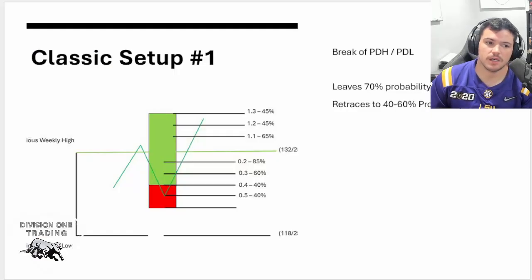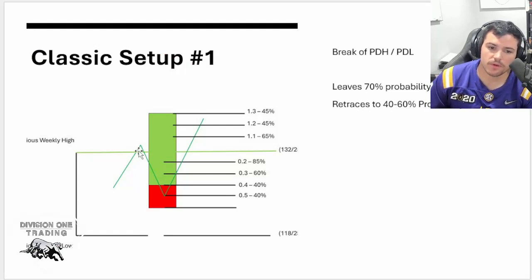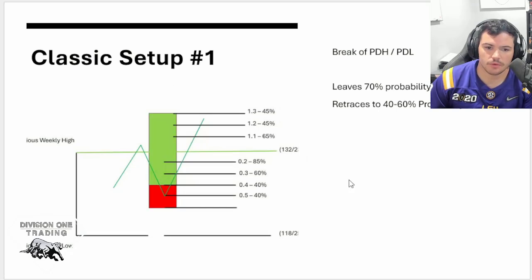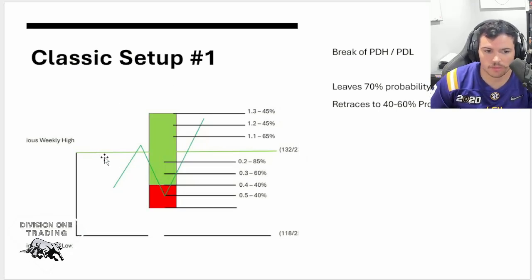So classic setup number one, here we go. Classic setup number one is where we break a previous daily high or low, right? It has to have the edge, if you will. It's got to have something proving that we could take that. So we know that the bullish one is the one that we'd like because it has 132 out of 250 instead of 118. Now it's not always going to be the case, but that's just for the strongest setup.